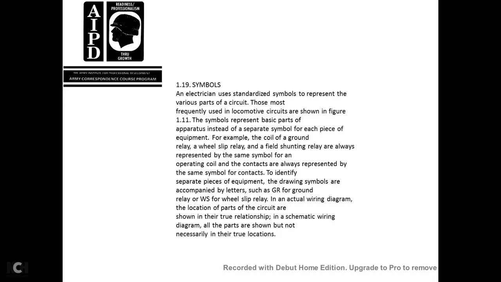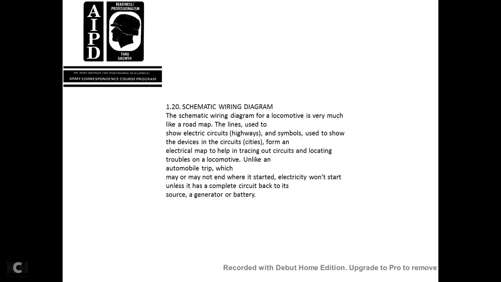The drawing symbols are accompanied by letters, such as GR, which stands for ground relay, and WS, which stands for wheel slip relay. Actual wire diagrams show the location of the parts of the circuit in their true relationship. A schematic wiring diagram shows all parts, but not necessarily in their true locations. 120. The schematic wire drawing.